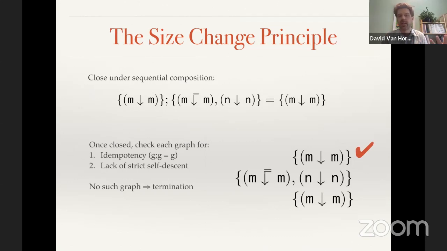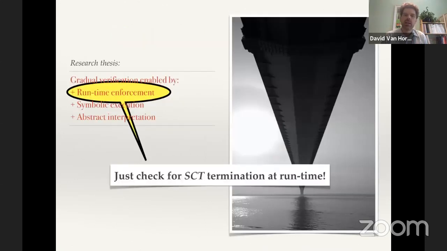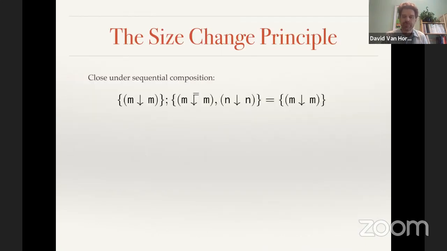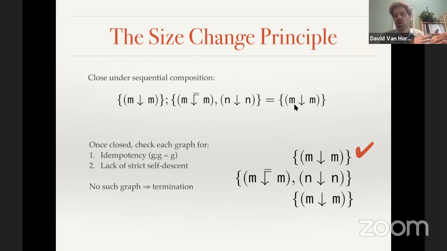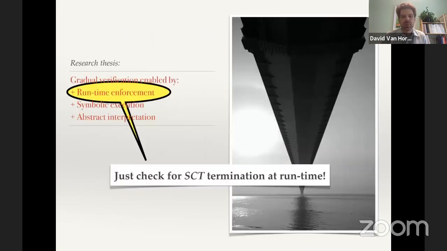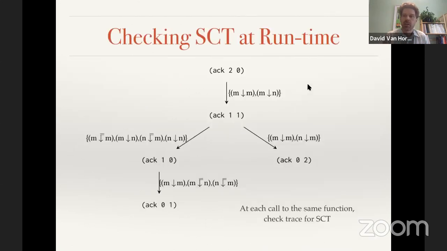And if it has what's called the size change property, then it tells you that there's no infinite cycle through the graph that isn't decreasing at least one of the arguments. And so it's a property that proves that the program terminates. But you're doing this statically over the static call graph. So we looked at that paper and said, there's sort of two levels of approximation. One is the property, and the second is the call graph, okay? So let's take the property and check that at runtime, and forget about the static call graph.